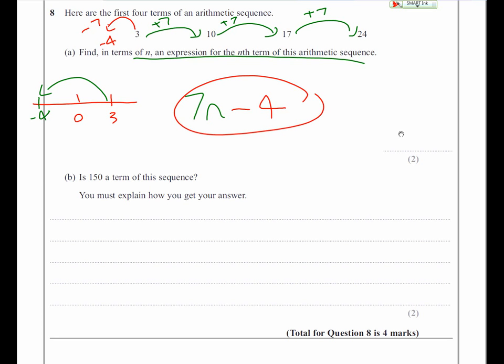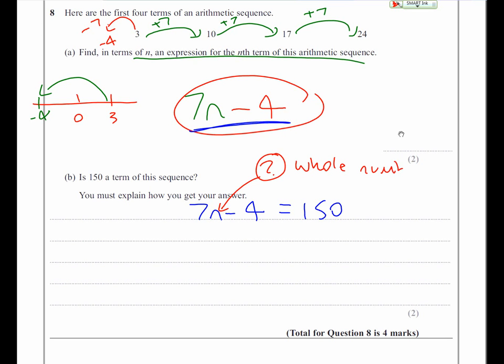That's your answer. Part B, is 150 a term in this sequence? You must explain how you get your answer. Right, so this sequence is of the form 7n minus 4. We want to know, does it ever equal 150 for any value of n? Okay, and remember, n is a whole number. So is there a whole number which makes this work? Is the question. Let's pretend it's an equation, because it is, and try and solve for n, see if it works. So add 4 to both sides. You get 7n equals 154. Divide by 7.